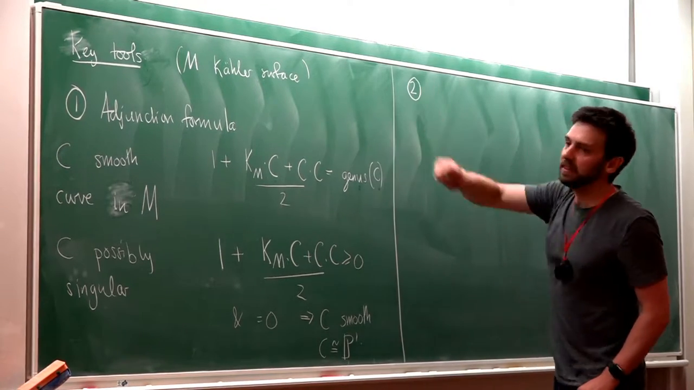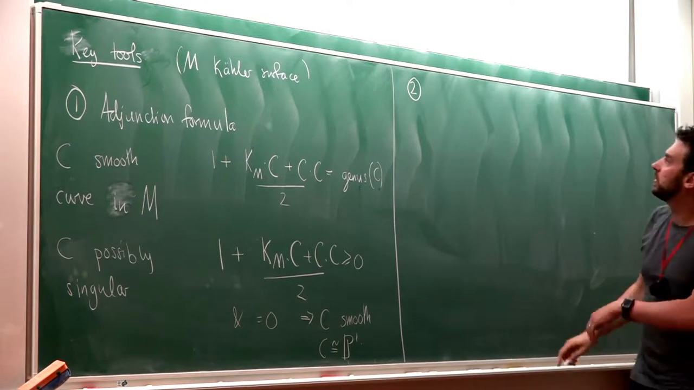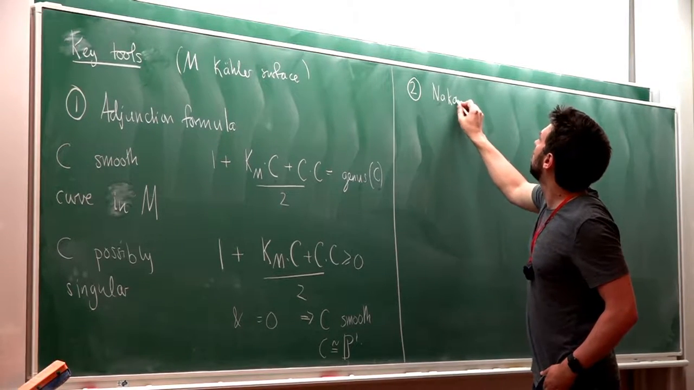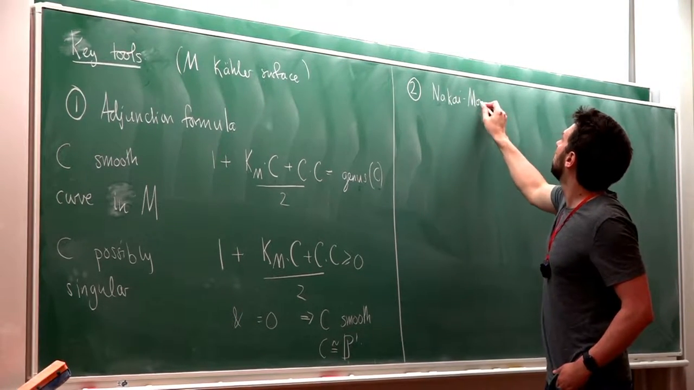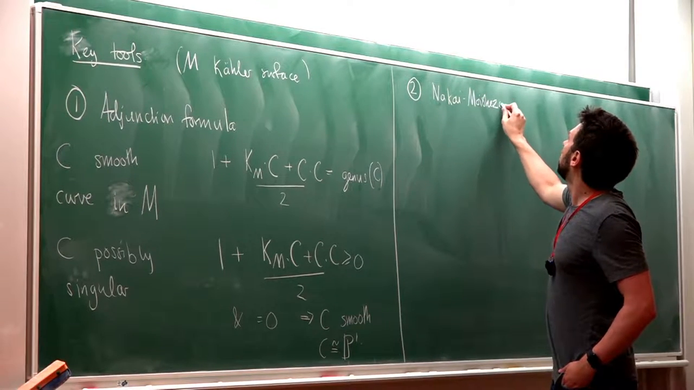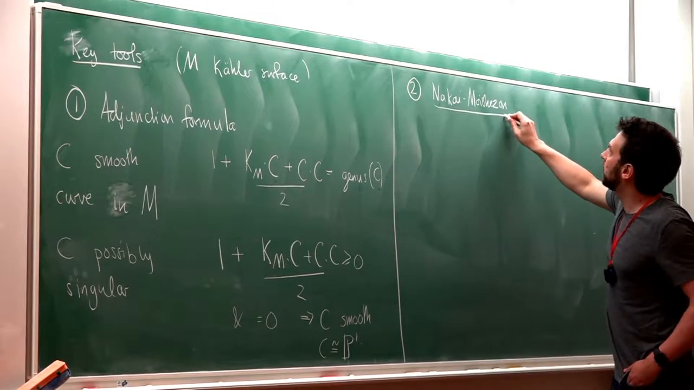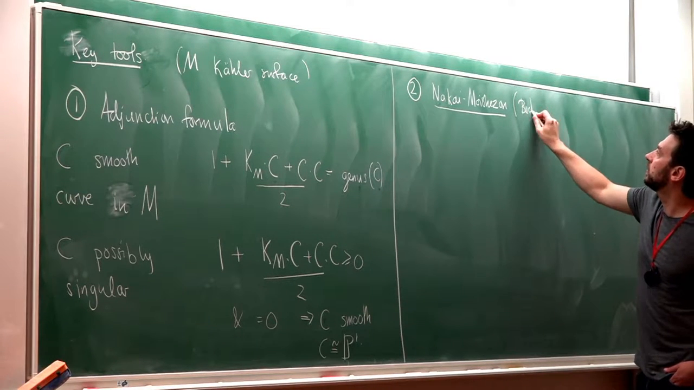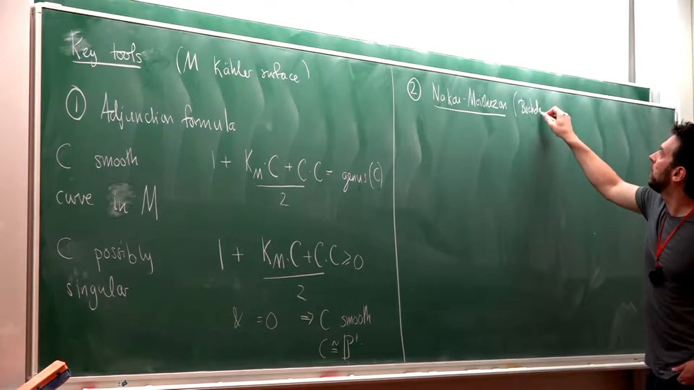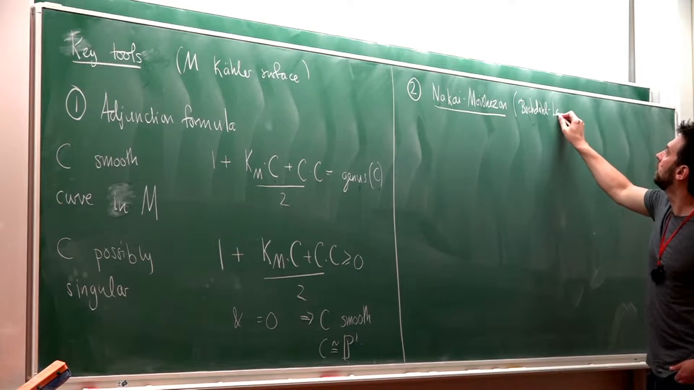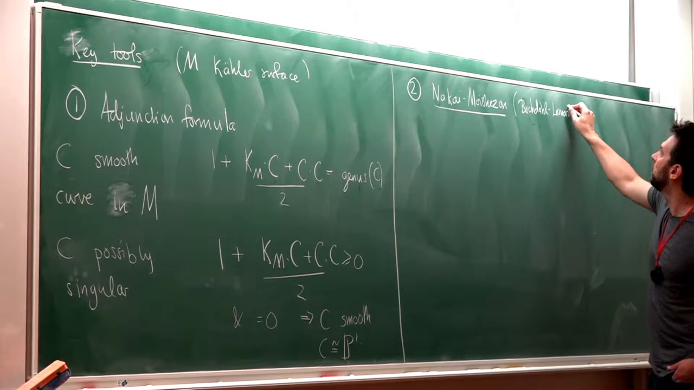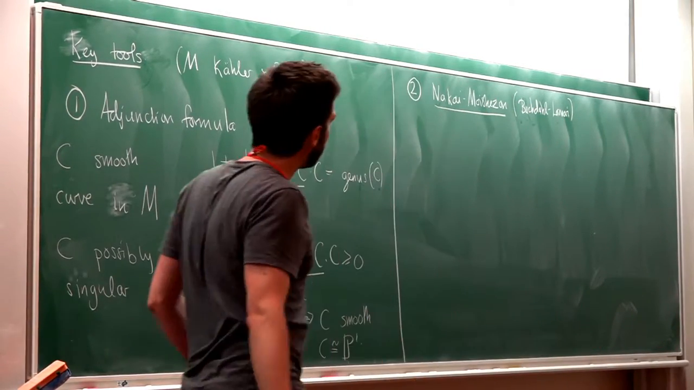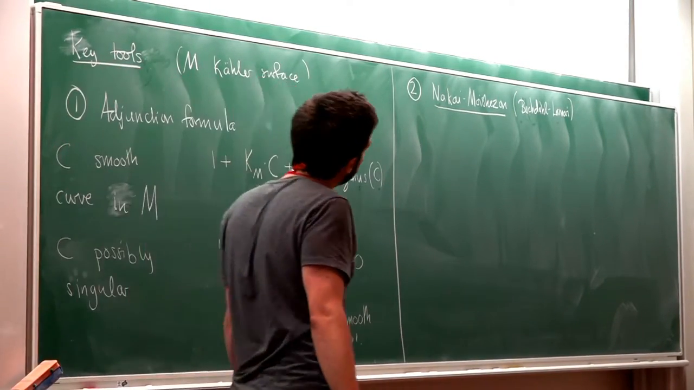I'm not going to prove any of these statements. Tool number two is what's known as the Nakai-Moishezon theorem. This is a well-known theorem from algebraic geometry, but this is the Kahler version, which is more recent. It's for Kahler surfaces, due to Buchdahl and Lamari. They did dimension 2, higher dimensions due to Demailly and Paun. But we'll stick with dimension 2.